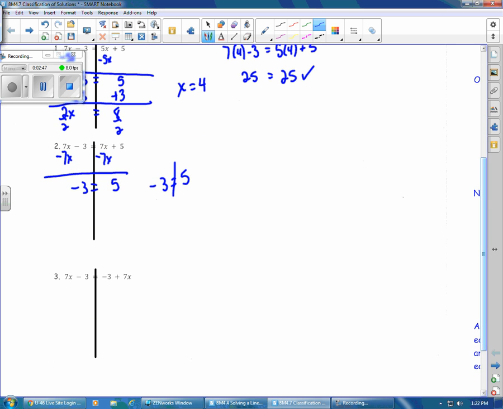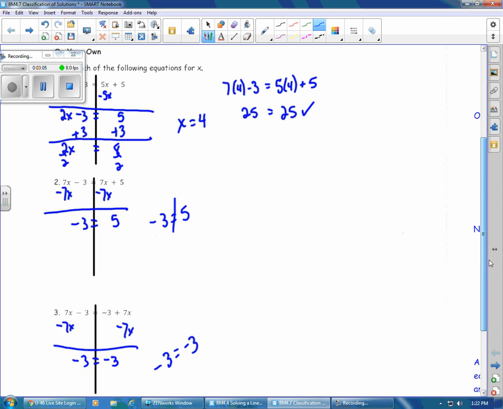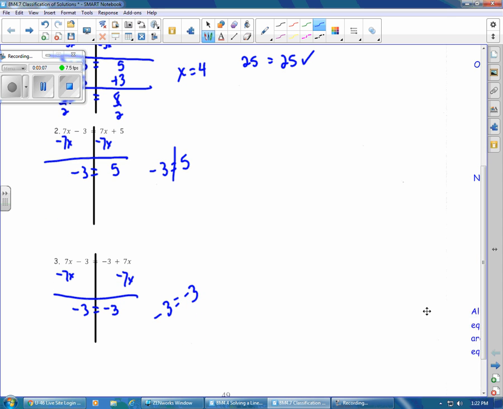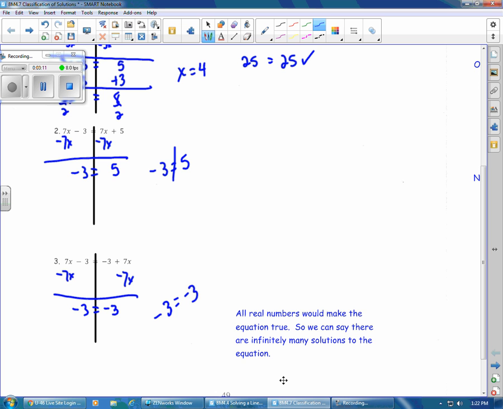Again, the left side and the right side are as simple as they get. Let's move our negative 7x, and I end up with negative 3 equals negative 3. Does negative 3 equal negative 3? Yes, it does. So this one is not like number 2. This one we say has all real numbers. Any number that I plug in for x is going to make the equation true. So we say that there are infinitely many solutions to the equation.